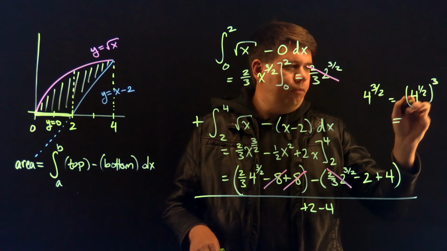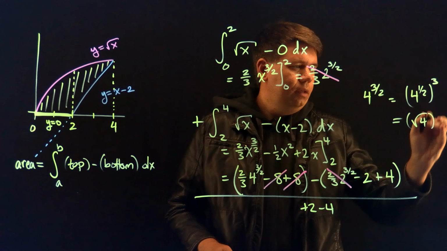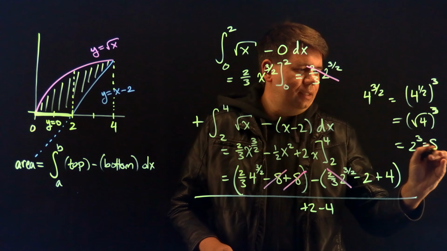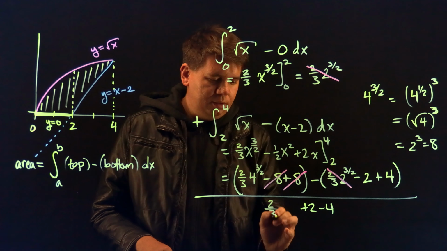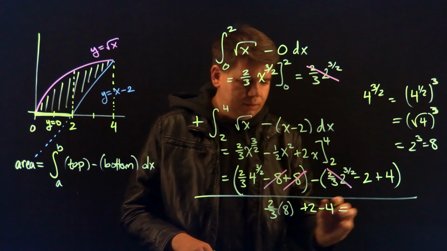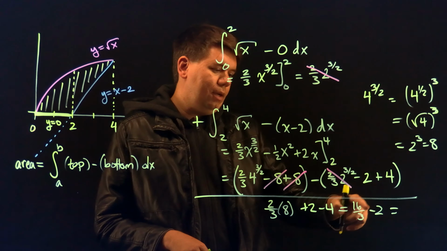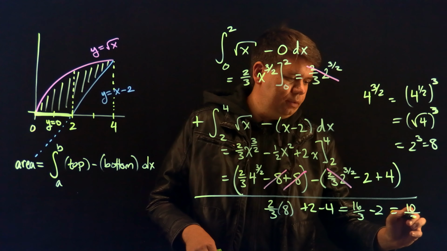And that's just going to be 4 to the 1/2, which is just the square root of 4, right? That's just the square root of 4 cubed. So that's just 2 cubed, so that's 8. So this guy's 8, so it's 2/3 of 8 minus 2. So that's 16/3 minus 2, which is just 16 thirds minus 6 thirds, that's 10 thirds.